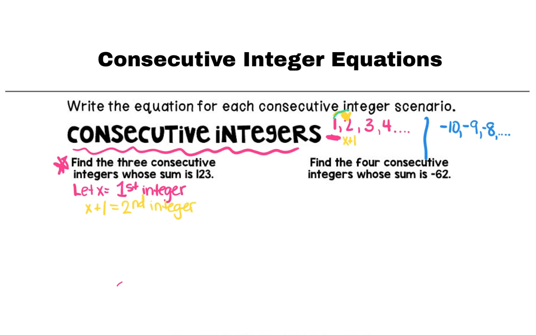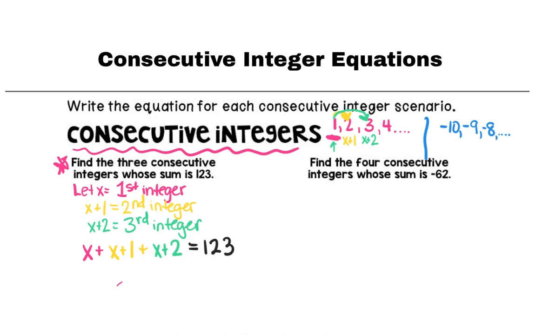Now to get to the third consecutive integer here, I have my initial integer, and to get there I'm adding 2 to that. So we have x plus 2 is going to be our third integer. That's how we're going to set up our let statement. Now what we know is that the sum of these 3 integers is 123, so we can set up our equation. x plus x plus 1 plus x plus 2, and that is all going to equal 123.